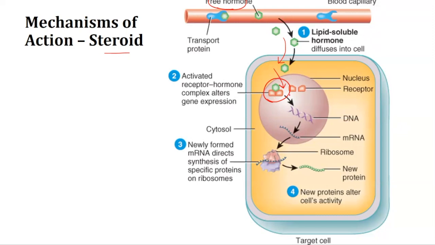So transcription factors are going to bind to the DNA and help the conversion of DNA into mRNA. And once mRNA is formed, it's going to go to the ribosome to be synthesized into protein, amino acids. And this protein is going to alter cell activity. Okay, so that's how lipid-soluble hormones work.